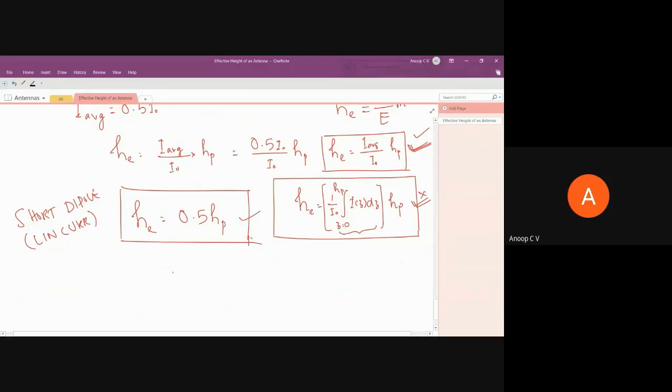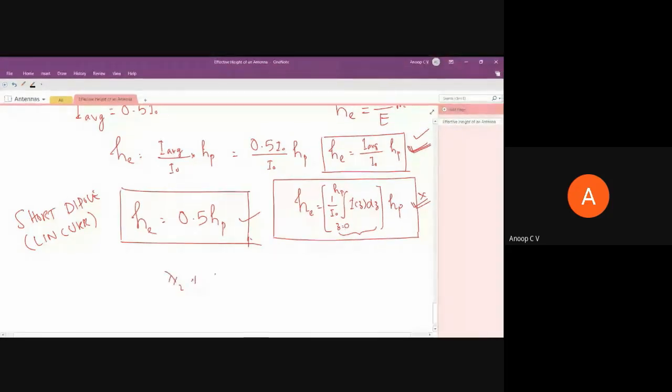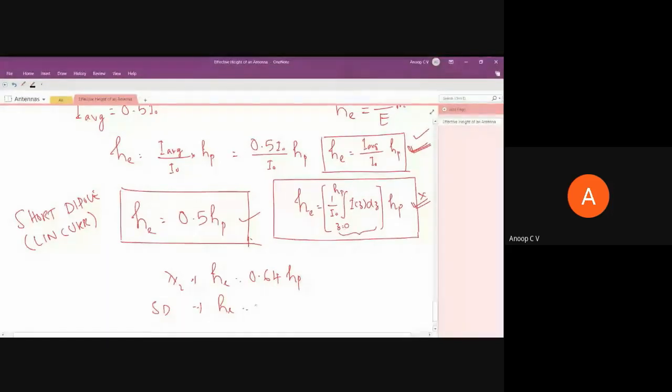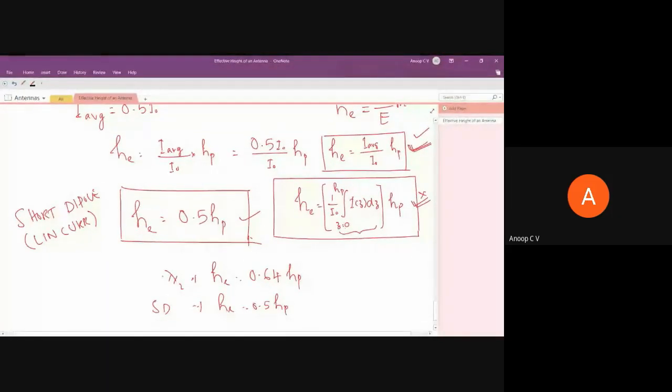And for a short lambda by 2 dipole, HE is equal to 0.64 HP, and for a short dipole, HE is equal to 0.5 HP. So these are the things we have learned so far.